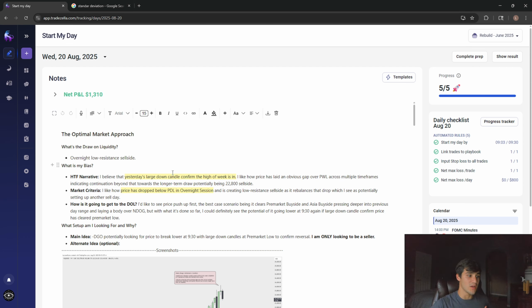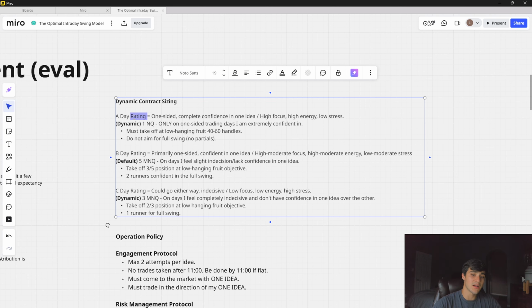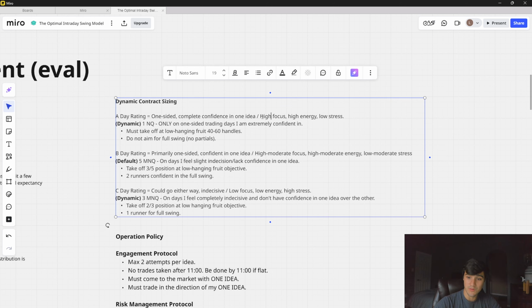Well, I'm not going to go in with full size on that day, am I? It just doesn't make sense. So that's why I've implemented this approach right here. I can get a read of how that day is going to be. So for me, an A-day rating is going to be one-sided, where I have complete confidence in one idea. This is a day where I have high focus, high energy, and I feel low stress. I can feel this as well when I come to the market.